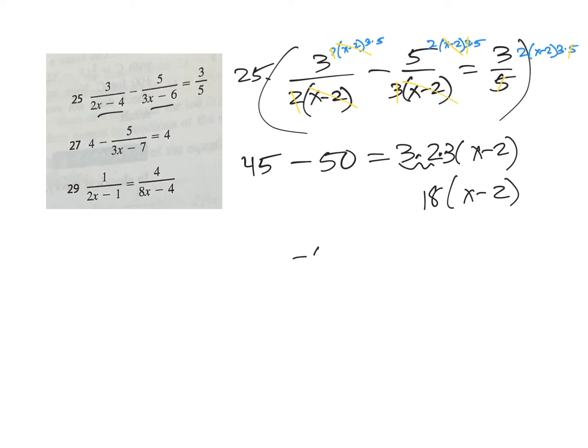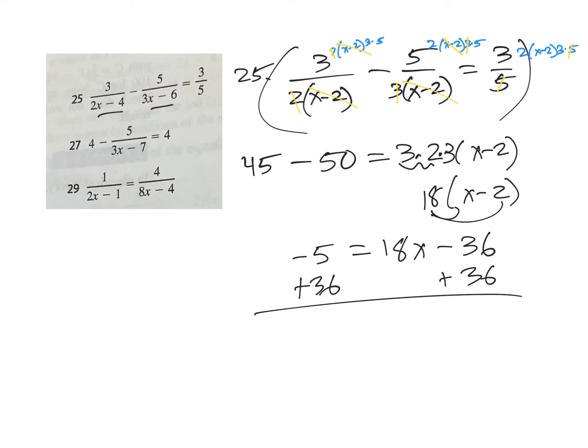On the left, we have a negative 5. On the right, we have 18x minus 36. Add 36, and you get 31 equals 18x. Divide off the 18, and 31/18 is your answer. Okay, number 27.